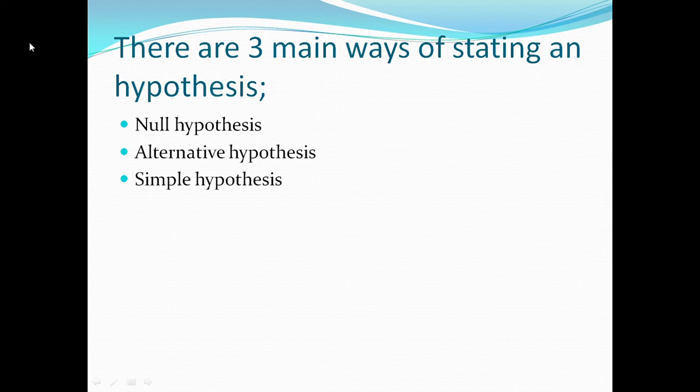Alternative hypothesis is simply the opposite of the null hypothesis, and it takes into consideration every property of the simple hypothesis. So it shows the exact relationship between these variables. If the null hypothesis says there's no statistical difference, then the alternative hypothesis will tell you that there's a statistical difference.